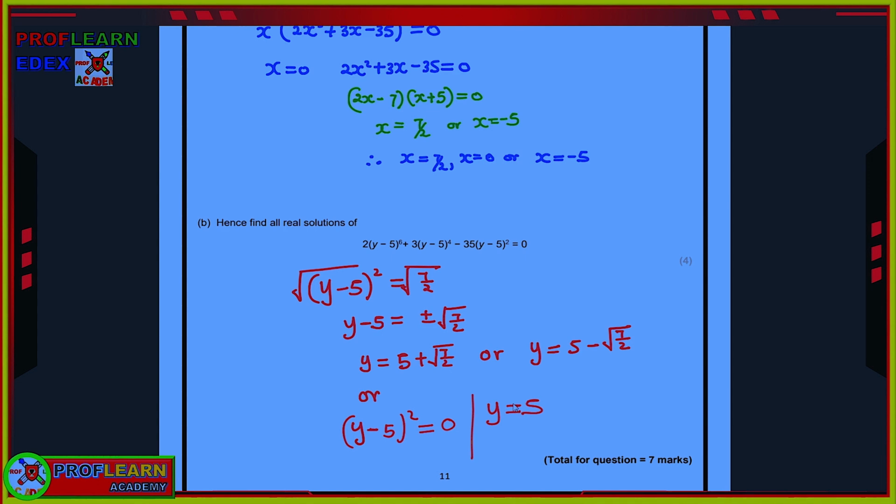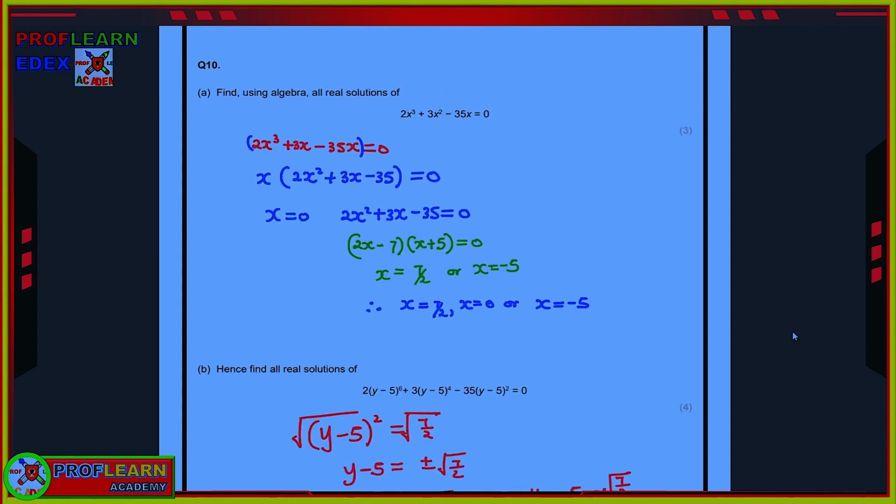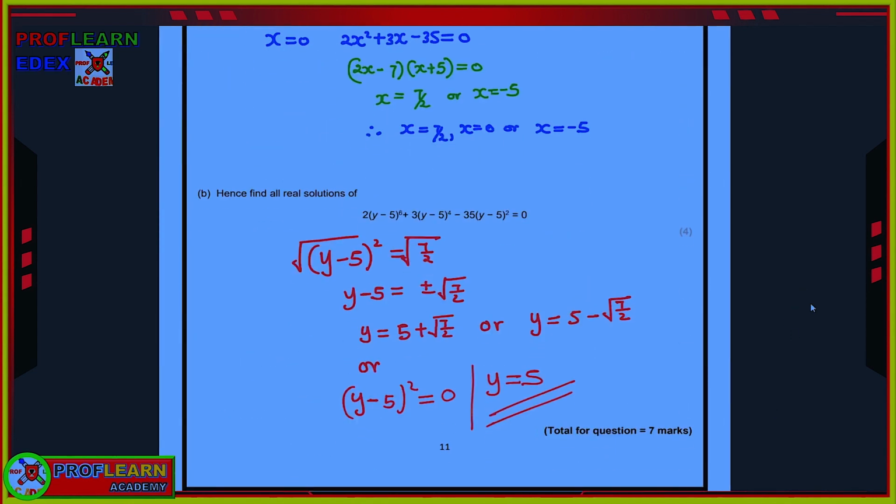So there's no way we're going to equate y minus 5 squared to negative 5, which was one of the values of x, because there's no way you can find a square root of a negative number. Okay, so that is basically what we were supposed to stop at in this particular question.